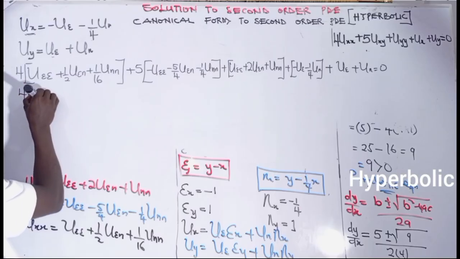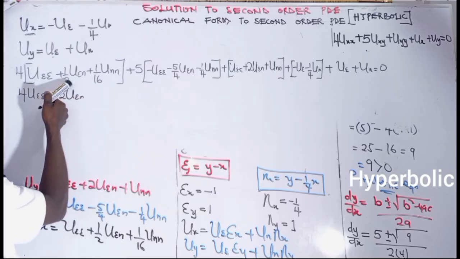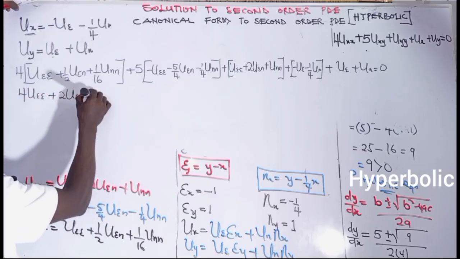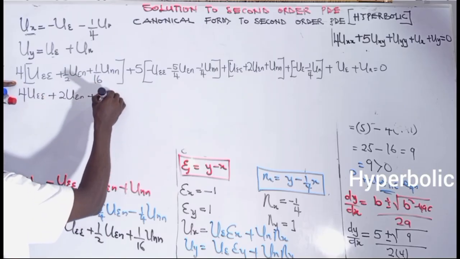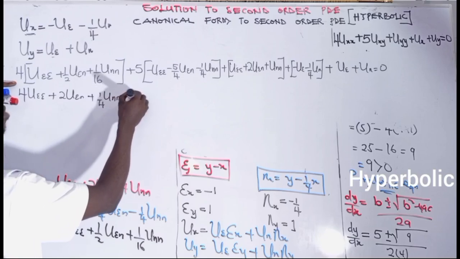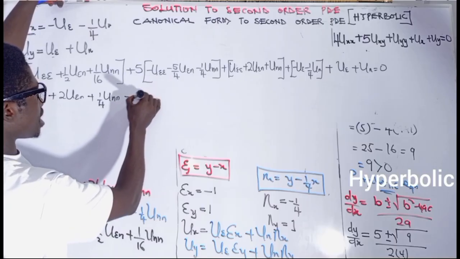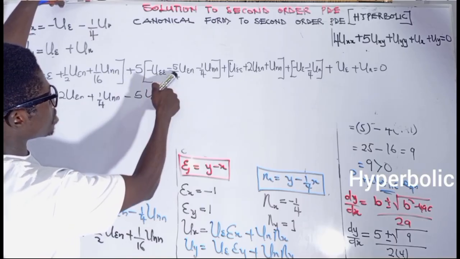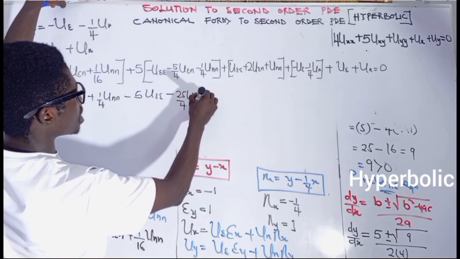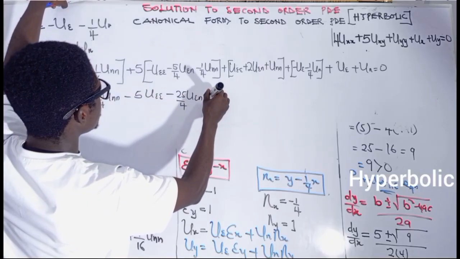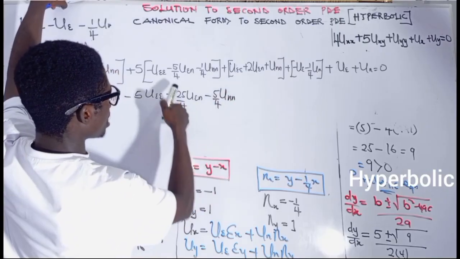So this is going to give us 4u_xi, plus 2u_xi_eta, plus 1 over 4 u_eta, since 4 times this gives 1 over 4 u_eta. Then we have minus, when we expand the bracket, 5 times negative u_xi, which gives negative 5u_xi. This times this gives 25 over 4 u_xi_eta. We have minus 5 over 4 u_eta. So we are done with this expansion.